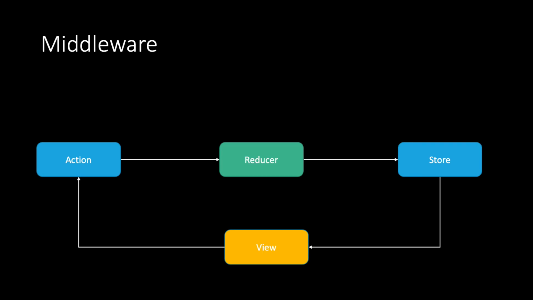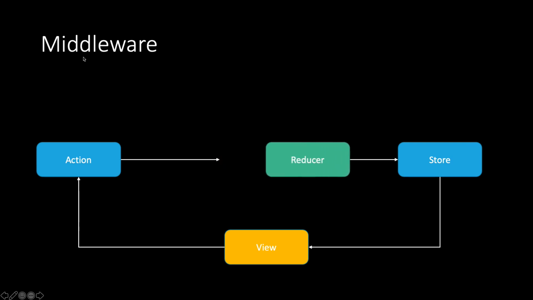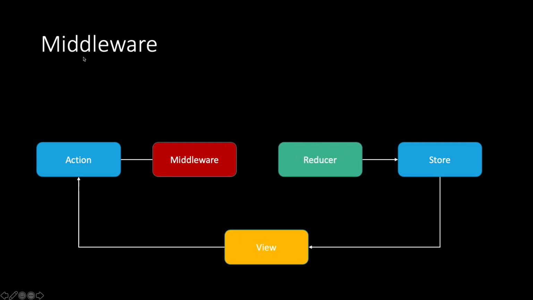So this is our typical Flux application. We have our actions, and our views fire actions, on which we write some reducers that we have registered with the dispatcher. And the reducers, on updating the store, provide an event which the views can listen to. So where do the middlewares come in? Right in between the action and the reducers.